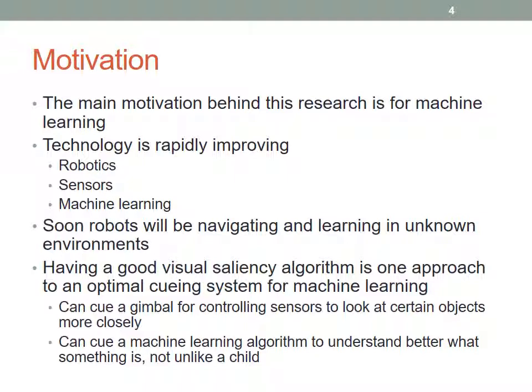So visual saliency would be a good approach for figuring out how to cue the gimbal control of a sensor to make sure that we're pointing in the right direction, or even further, how to cue a machine learning algorithm, picking out points inside of an image coming from the sensor and putting that into a machine learning algorithm to figure out what it is.